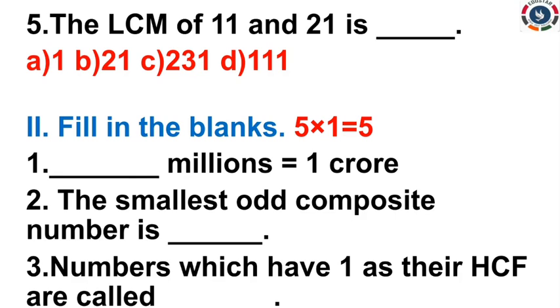Then third one, numbers which have 1 as their HCF are called dash. So if two numbers have only 1 as a common factor, it means those numbers are co-prime numbers. Only 1 is the HCF, that means co-prime numbers.